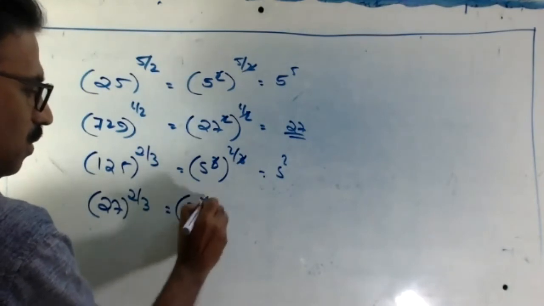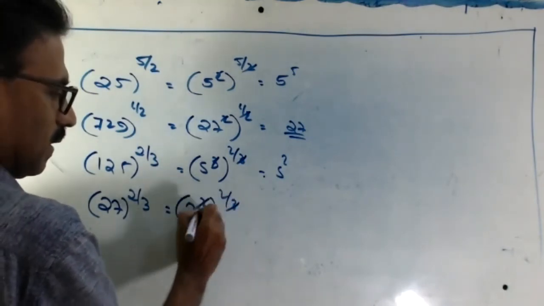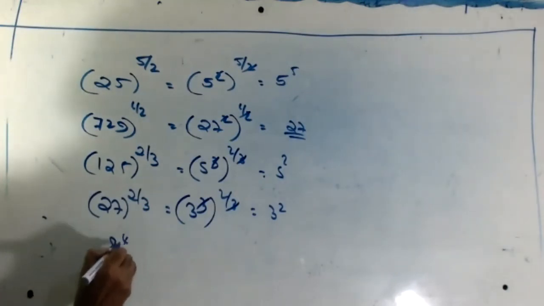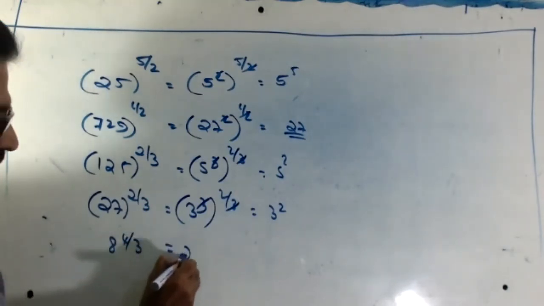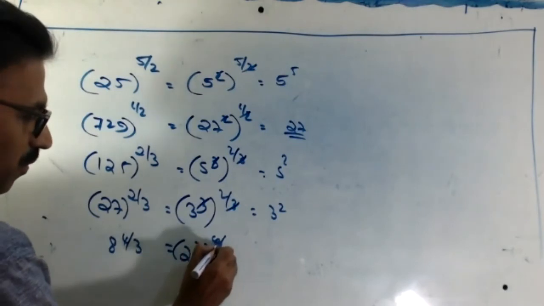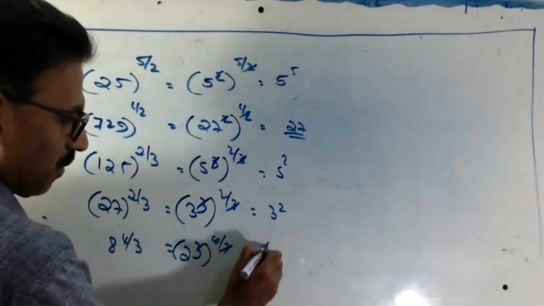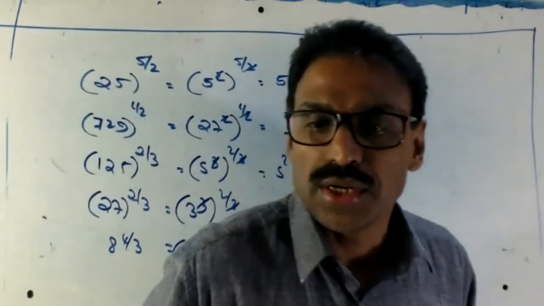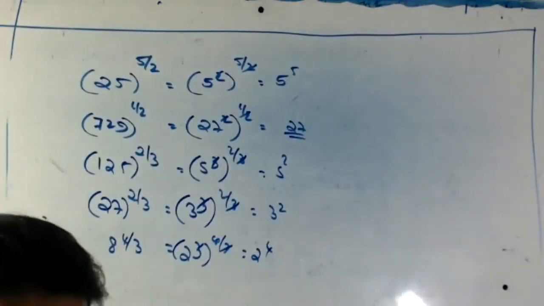3 cube whole raised to 2 by 3. Cancel 3 square. 8 raised to 4 by 3, that is 2 cube raised to 4 by 3. Cancel 2 raised to 4. I hope everyone is okay. This one okay? Up to here okay? This is okay or not?